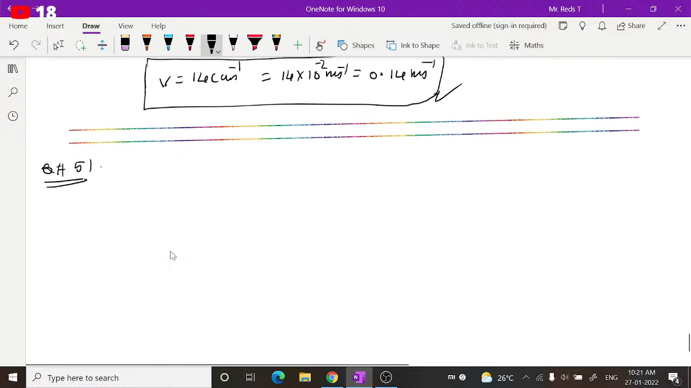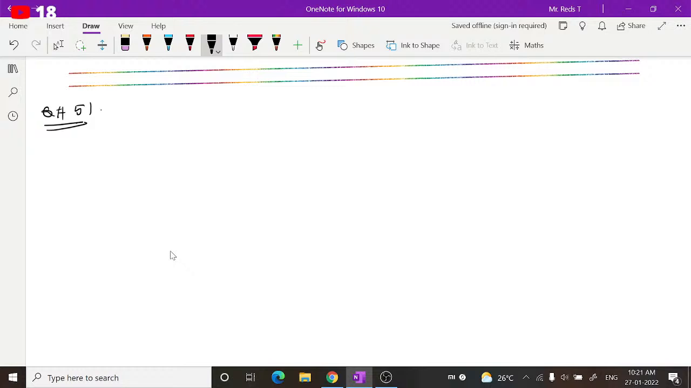See here. So what is given here? It is given that a bullet of mass 50 grams going at a speed of 200 meter per second strikes a wooden block of mass 950 gram and gets embedded in it. The velocity of the block after impact is. So question number 51, page number 55.